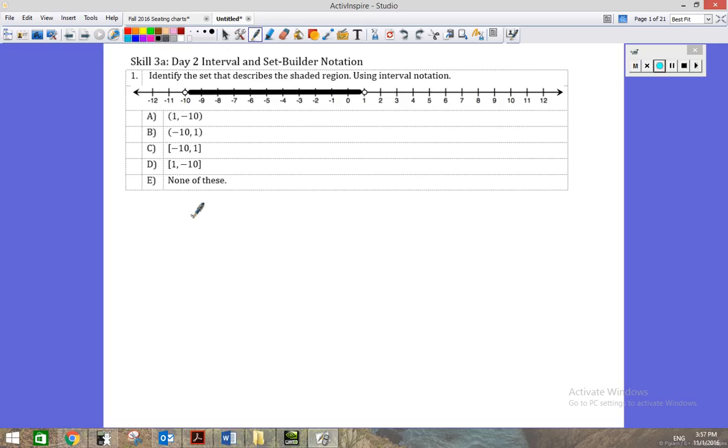When you have a hollow dot, it's an open parenthesis. It's always a smaller value, comma, a larger value. And since both of those are hollow dots, both of those values are excluded. They are not part of this set. This is what we're looking for. And here it is in choice B.